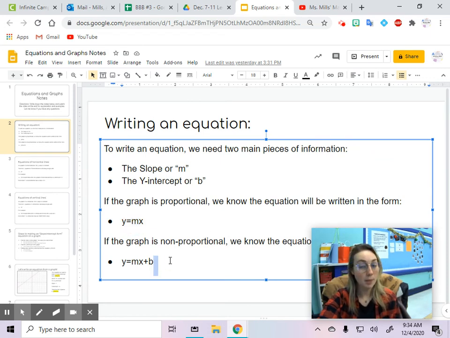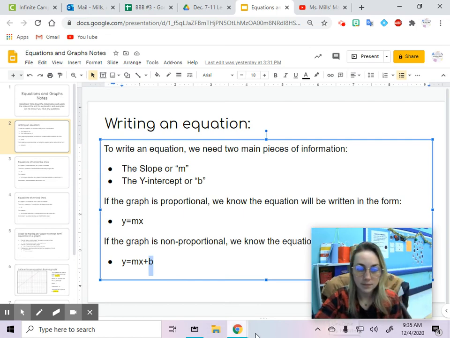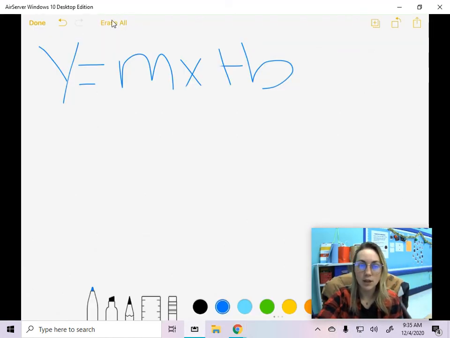Now, if the graph is not proportional, that means it has a y-intercept. That means the line does not go through the origin. You will have to make your equation look just like this, which is going to be y = mx + b, where m is your slope and b is your y-intercept. I'm just going to write that slope-intercept form on my notes real quick. So each time, this is what we want to make, where m is our slope and b is our y-intercept. Let's go ahead and get started.